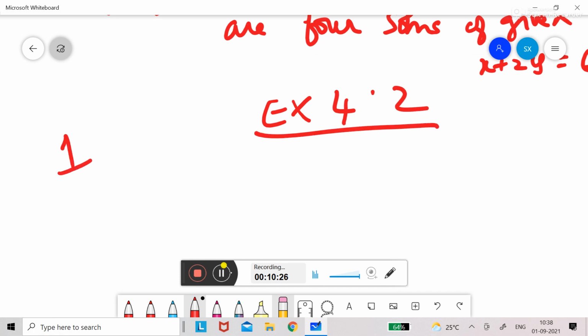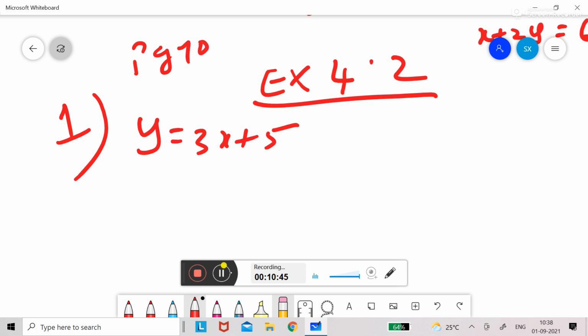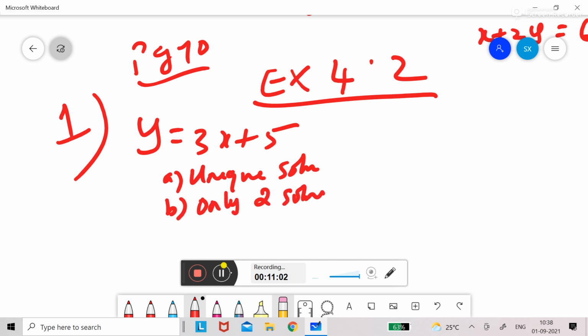Which of the following, I'll only read because you are not here. Which of the following options is true? This is page number 70 in the NCERT textbook. y is equal to 3x plus 5 has: A, a unique solution; B, only two solutions; and C, infinite solutions. So which could be the answer?